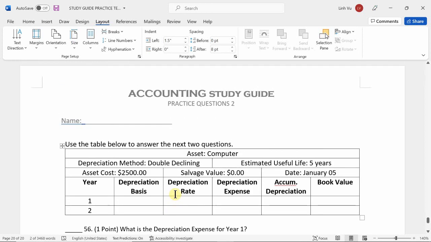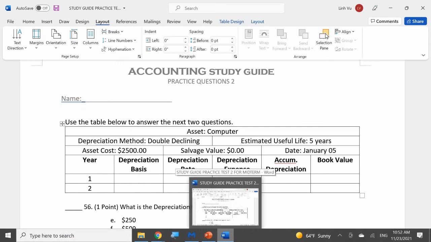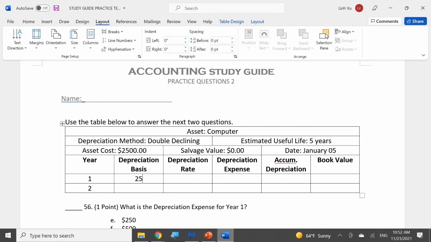This time it's the same thing. We're going to have the computer bought again for 2,500, salvage value zero, estimated useful life 5 years, with the date placed into service being January 5th. So in this case, what is my depreciation basis for double declining? 2,500, because it's going to be my beginning of the year book value. What's my depreciation rate going to be? 40%. It's going to be 1 divided by 5 times 2, which equals 40%.